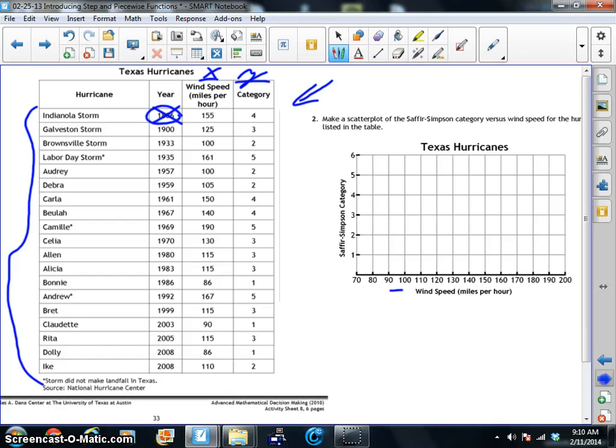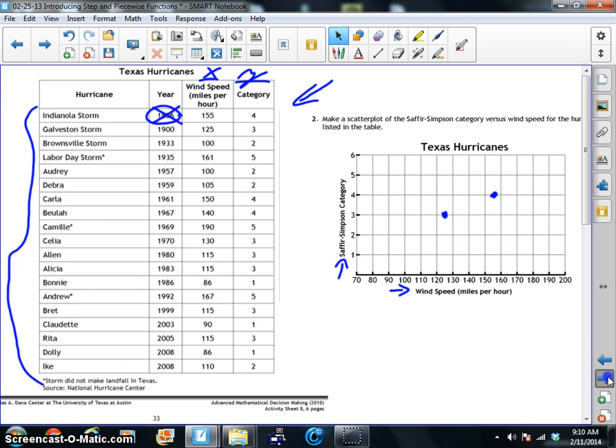Even then, if we look at our charts, they have those two right there. Now it's just a simple matter of looking at the wind speed. For the first one, it's 155, which is about right here, and that's marked as a category 4. Then we have 125 miles per hour, so it would be right between these two, and that's a category 3. And so on and so forth as we mark this out.